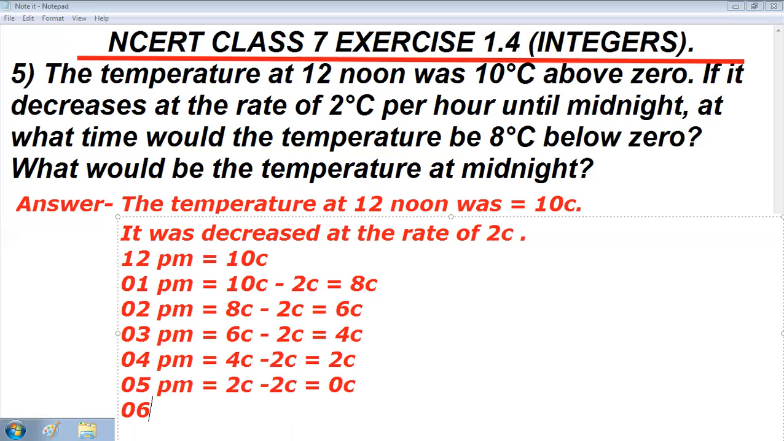Now the evening 6 p.m. is equal to 0 degrees Celsius minus 2 degrees Celsius. So only 2 degrees Celsius is left, so we'll just write 2 degrees Celsius here. Now 7 p.m. This is also the evening time only. Okay, let me write here because it is not visible.